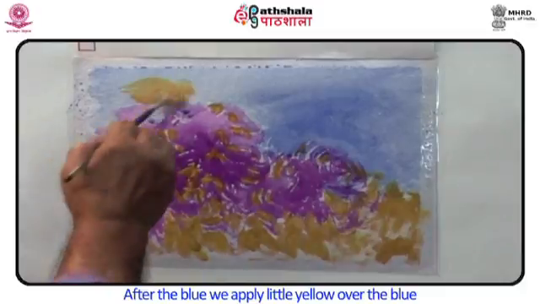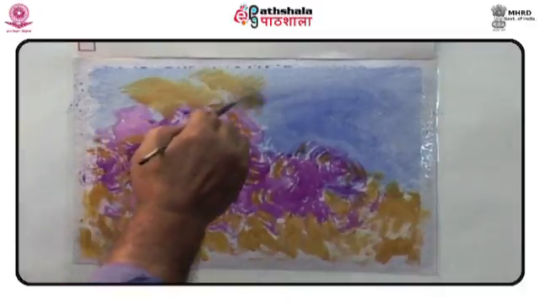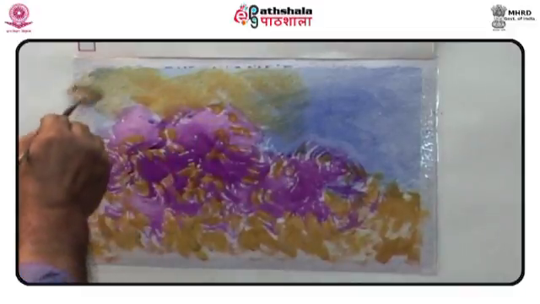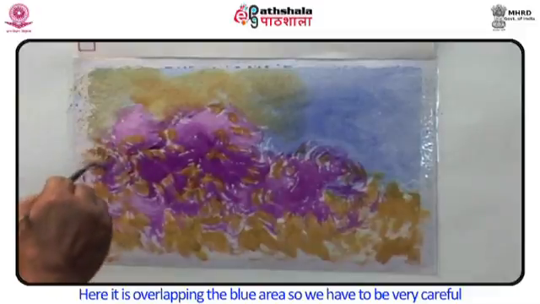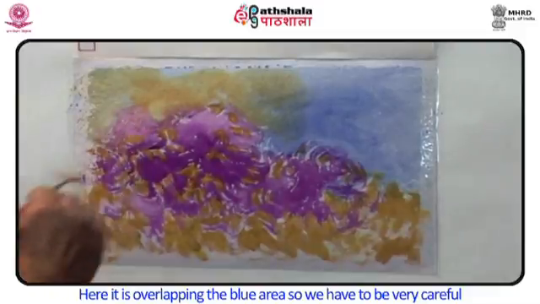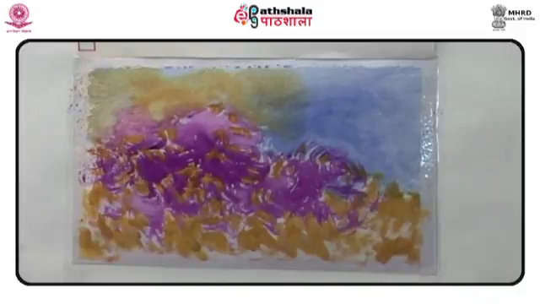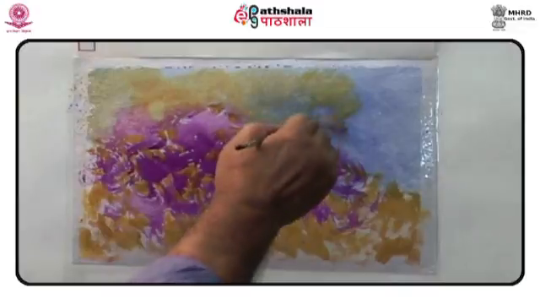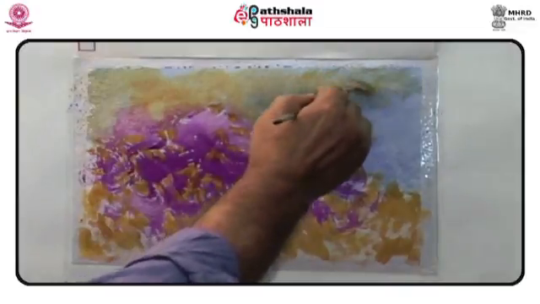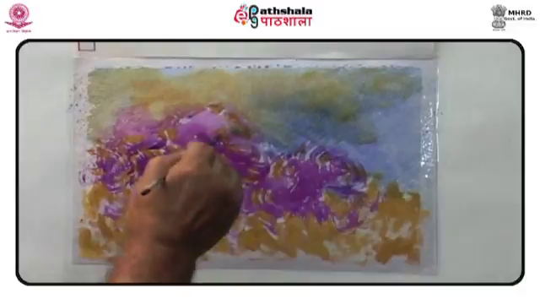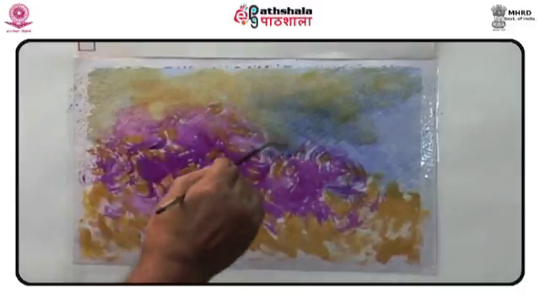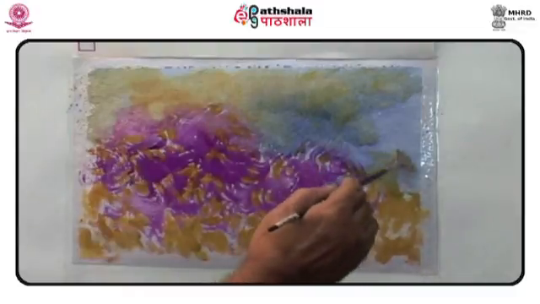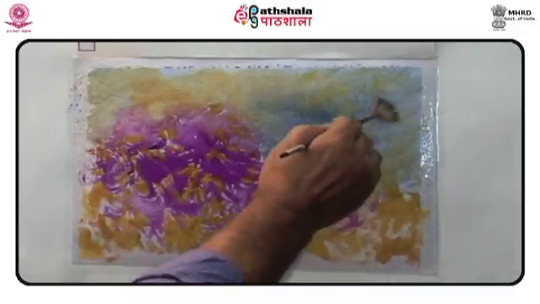After the blue, we apply a little yellow over the blue. Here it is overlapping the blue area, so we have to be very careful. Yellow is also thinned with water so much so that it will not overpower the blue below it, but will mingle gently to produce a slightly warm blue.